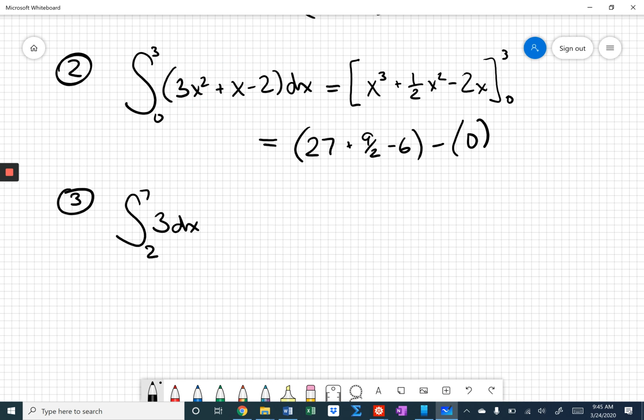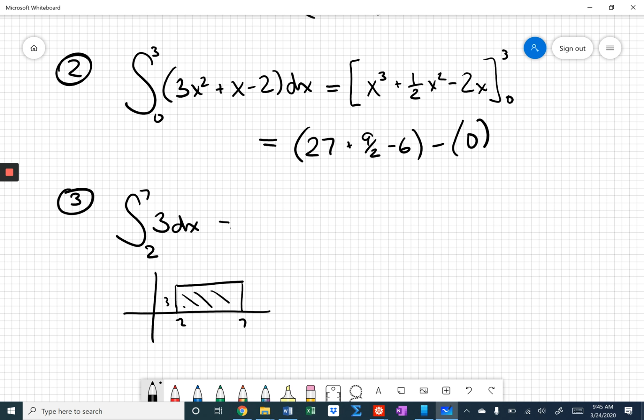For example number 3, this is just the integral of the constant 3 from 2 to 7. Now you could do this geometrically, and remember that this represents just a horizontal line at 3, y equals 3, pretend that's horizontal, from 2 to 7, and just find the area of this region. So it's just 3 times 5, or 15.